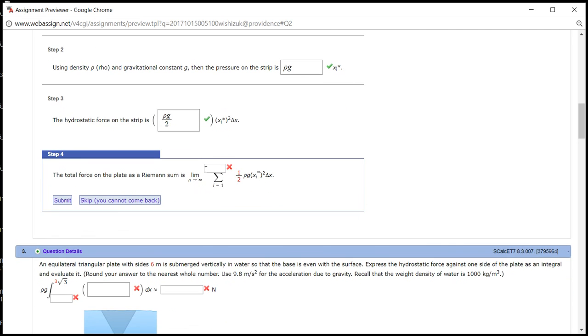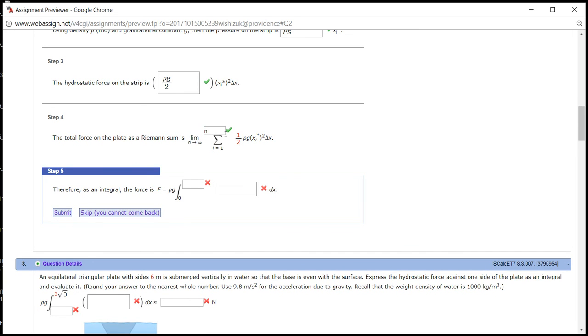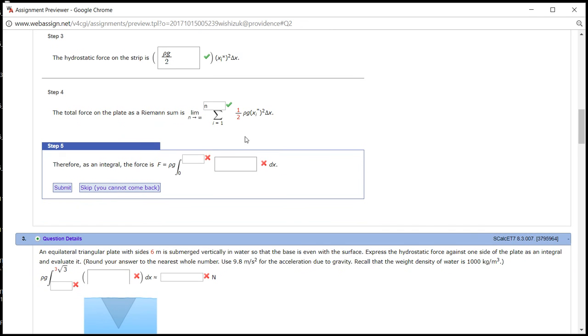All right, so this is the hydrostatic force on one strip. So we just need to add them up. So it's going to be a sum to n here, and you just put the hydrostatic force for one piece. So let's submit here. It came back and looks like we got step 4 correctly.